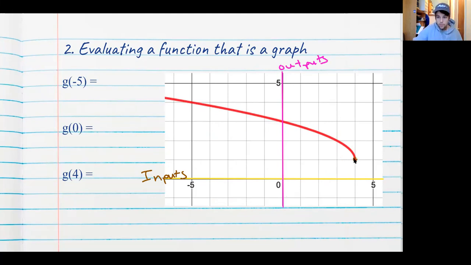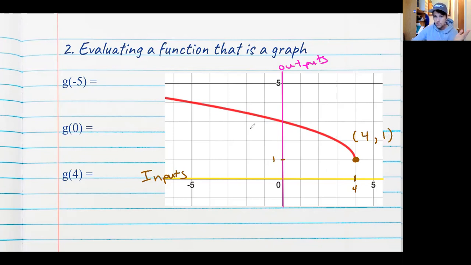And every point on our graph represents a pair, an input and an output pair. So this point, for instance, right here, which has a coordinate of 4 on the x-axis and 1 on the y-axis, represents an input and an output pair. That means when you put in 4 for this function, 4 is my input, you get out 1. That's how I read that. This point on my graph tells me an input and an output pair. When you put in 4, you get out 1.